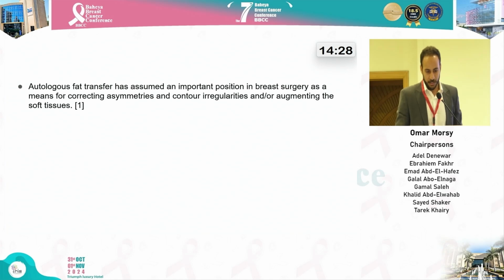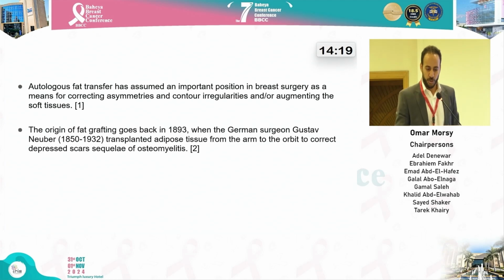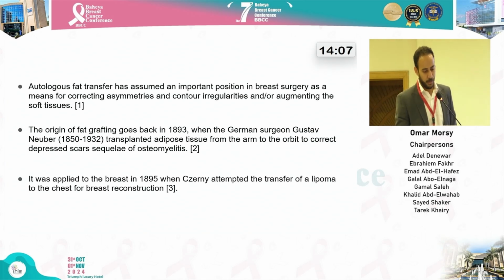Autologous fat transfer has assumed an important position in breast surgery as a means for correcting asymmetries and contour irregularities and augmenting soft tissues. The origin goes back to 1893 when the German surgeon Gustav Neuber transplanted adipose tissue from the arm to the orbit to correct a scar as a sequela of osteomyelitis. It was applied to the breast in 1895 when Czerny attempted to transfer a lipoma to the chest for breast reconstruction.